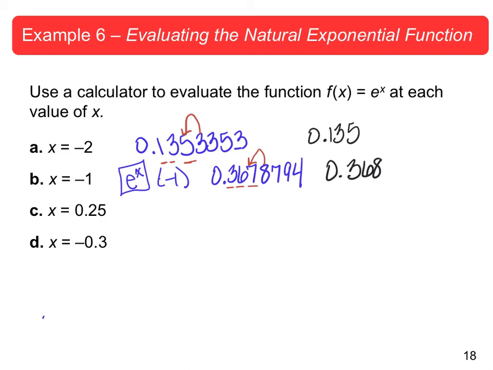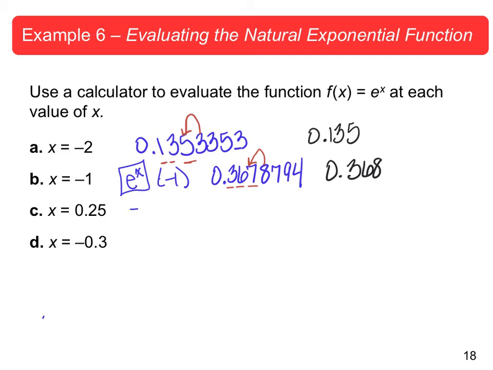Now I want you to go ahead and pause for just a second and do the function f of x equals e to the x when x is 0.25 and when x is -0.3. Put it on pause while you do that.